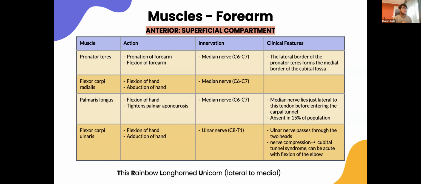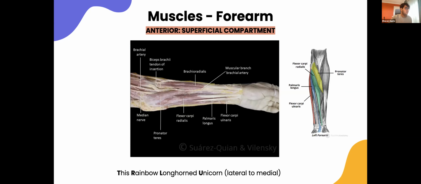And then the pronator teres, again, it's in its name, pronation of the forearm, and since it's also in our anterior compartment, we can also assume that it does some flexion of the forearm. So all of these are the median nerve except the carpi ulnaris, which is good because that's the ulnar nerve, and so we can take that from its name. This is just an image.